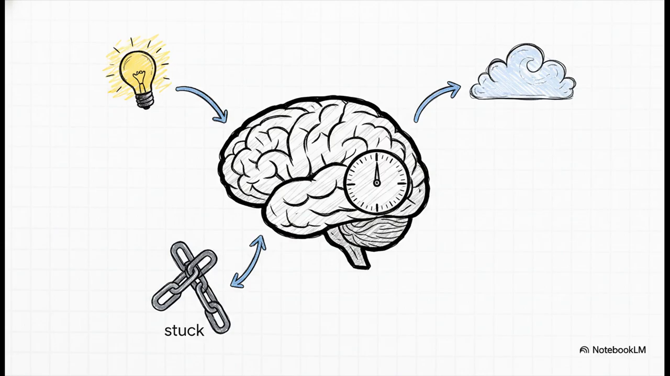Well, what if I told you that these feelings aren't just random moods? According to this new framework, the Brain Kinematics Model, they're actually fundamental operating modes of your mind. They're predictable states that all of us cycle through all the time.